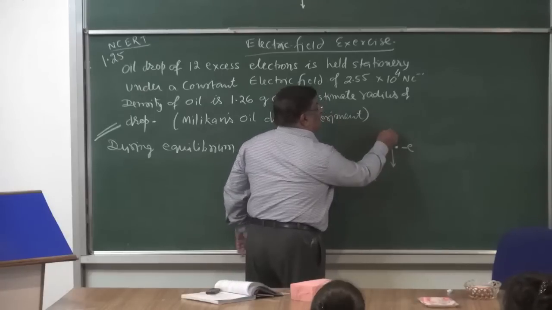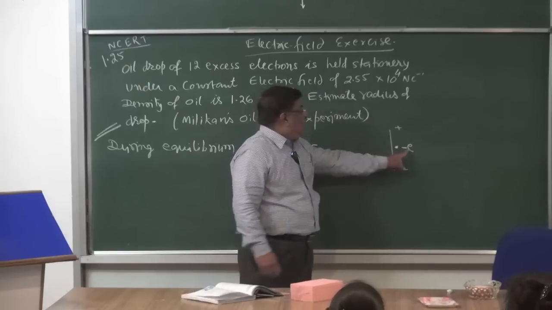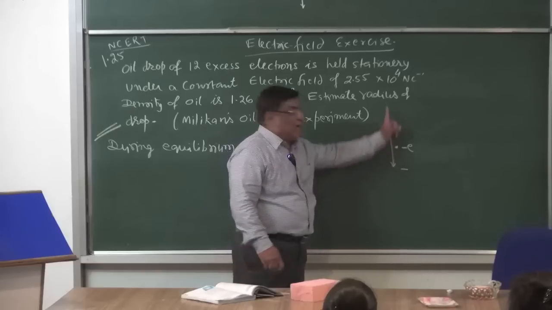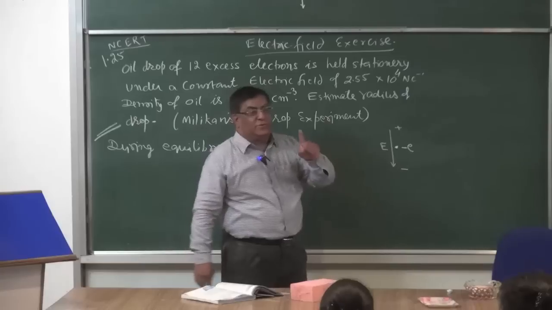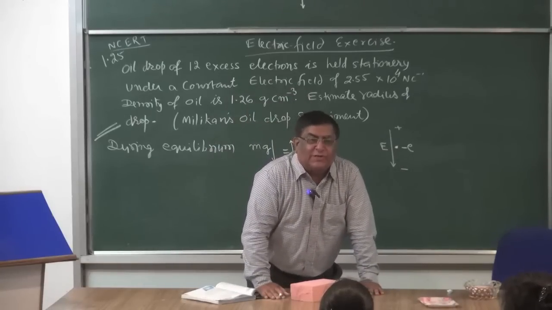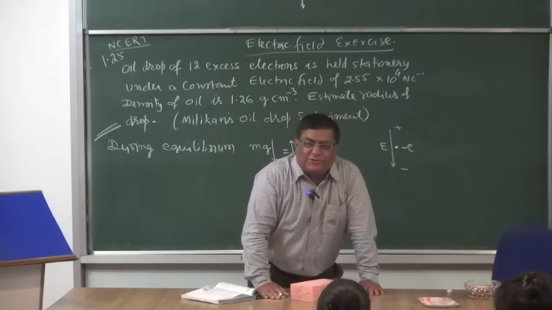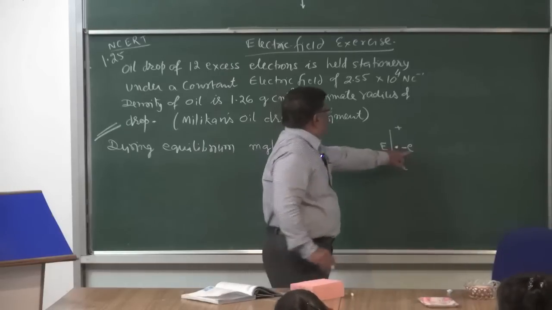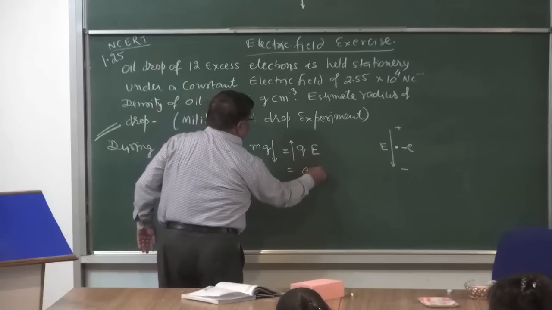Downward electric field means it starts from plus and goes to minus. The electron, being negative, will be attracted upward, opposite to the electric field. So remember this thumb rule: an electron always experiences a force opposite to the electric field. And how much is the force? qE. In the case of an electron, the charge is e, so the force will be eE.